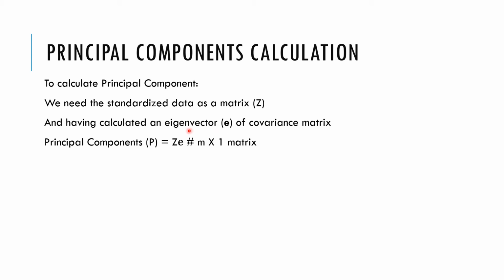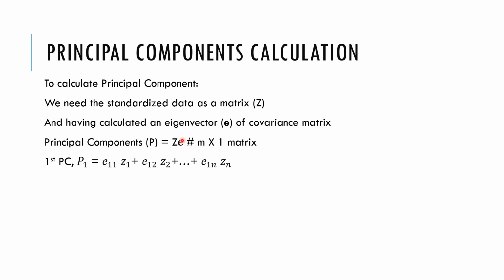With this formula you get only the principal component of this particular eigenvector. If it is the first eigenvector, then you get the first principal component. You have to repeat this process for every eigenvector to get every principal component. When you do this, you get an M by 1 matrix. If you expand this formula, you get this.